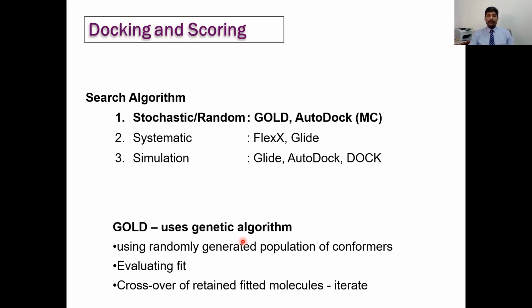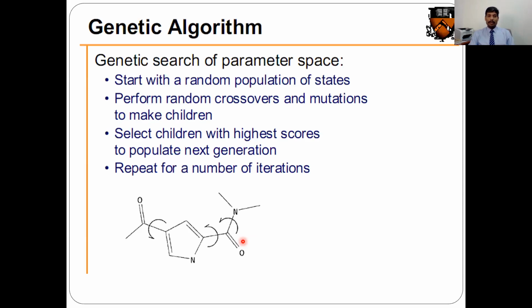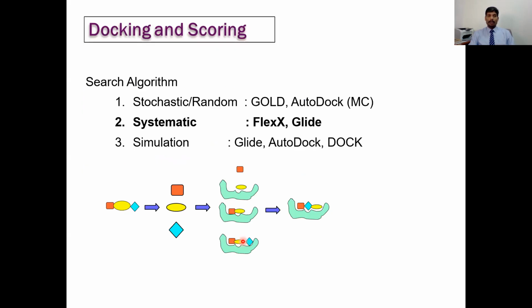So it will get the best orientation, which can nicely fit into the active site of the protein. So the next one is the systematic method. Examples of software using the systematic method are Flex and Glide. This software uses the systematic approach.